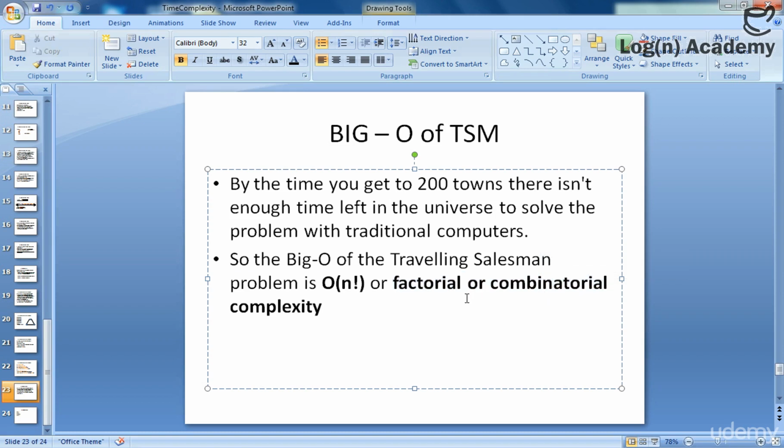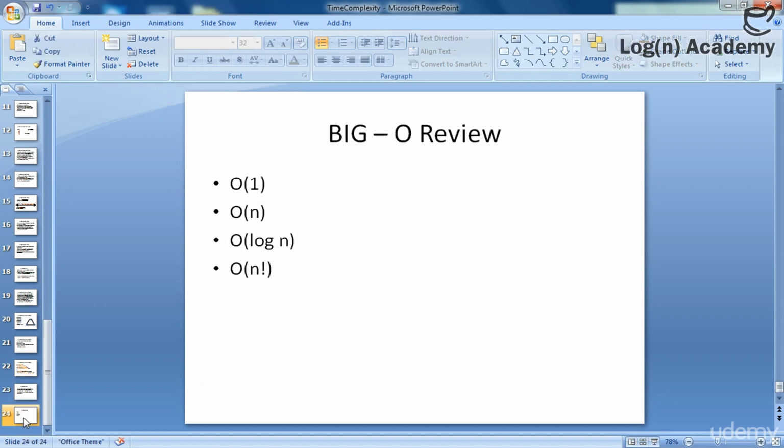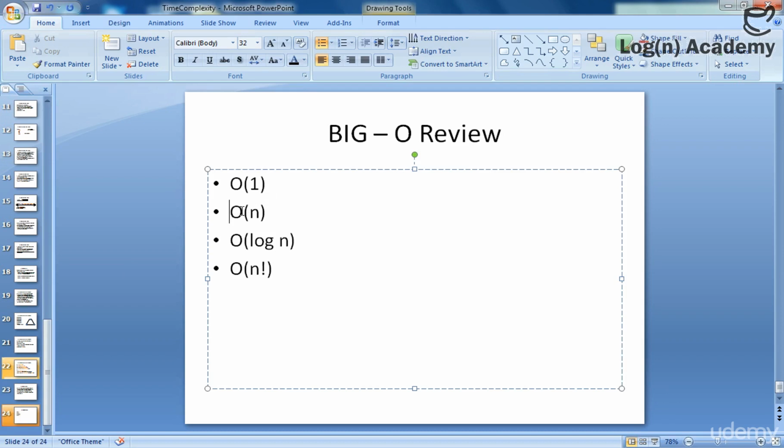So I hope with these examples you must have got a better understanding of big O notation and complexity, how we measure it, and how we represent our complexities with the help of simple examples, with simple addition, subtraction, multiplication, and division, right? Now it's just a review. We have O of 1, which is constant. O of n, if we are going through every step, right?